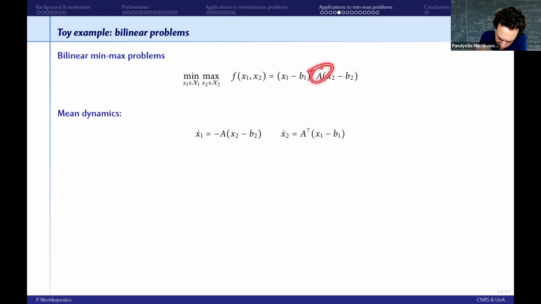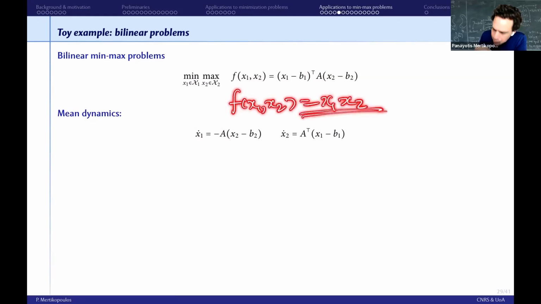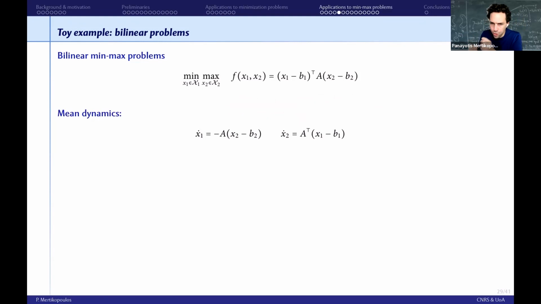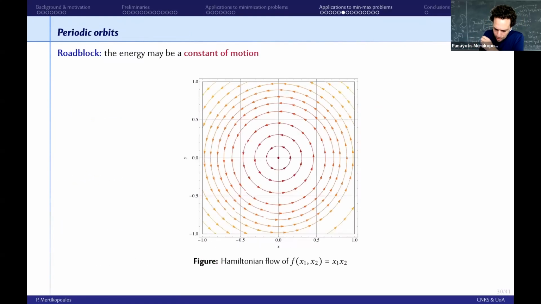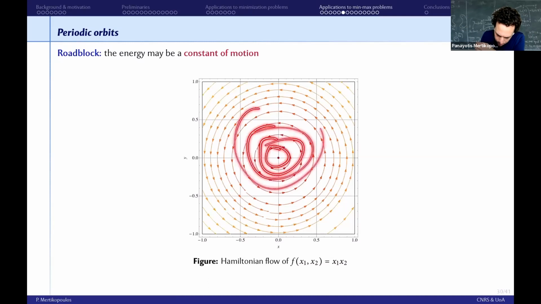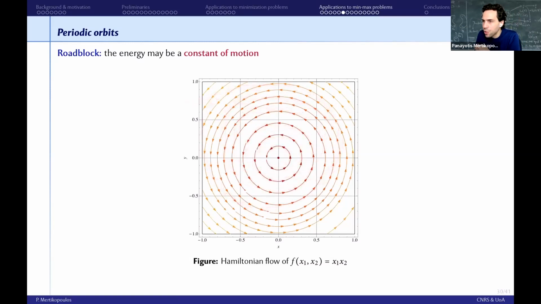All right. So you can even forget the matrix. You can just take f of x1, x2 to be simply x1 x2. The simplest bilinear problem imaginable. All right. If you take this problem and you look at the corresponding flow of the mean dynamics, then what you have is basically a foliation of periodic orbits.